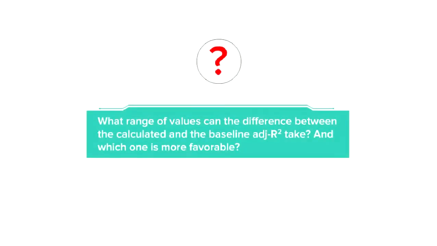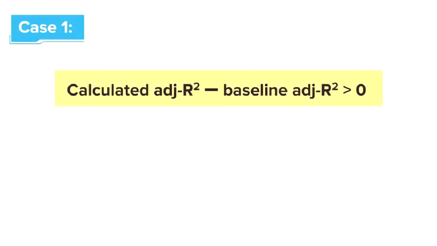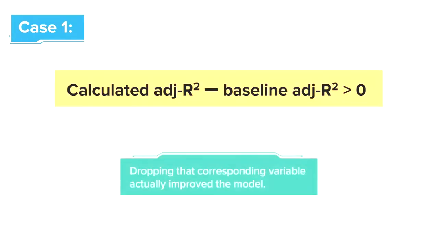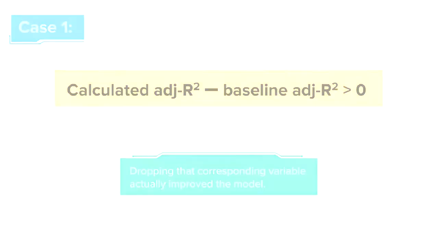Now I want you to sit back and think for a moment. What range of values can the difference between the calculated and the baseline adjusted R-square take? And which one is more favorable? Case 1. Calculated adjusted R-square minus baseline adjusted R-square is greater than 0. This means that dropping that corresponding variable actually improved the model, which is exactly what we want.